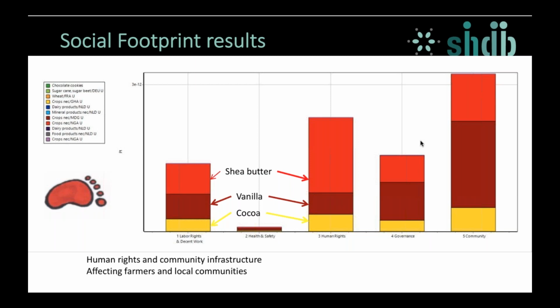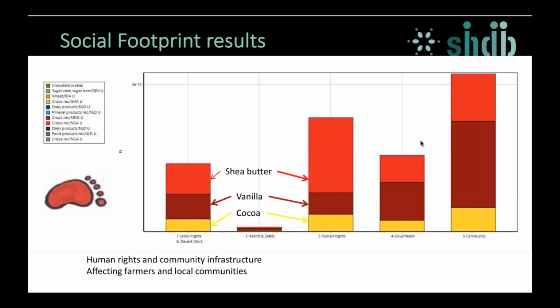Yeah, so you can have a lot of different types of results. One of them, just as an example, is that you look at the social footprints of all these chocolate cookies, and you take into account the 5 main categories of social impact. Here you can see that the labor rights and decent work, the one on the left, is relatively big, and then there's a very small one, related to health and safety. And then the human rights is a little bit bigger, and governance. And the biggest one here for this case study is the social impacts related to community. So that's the first conclusion you can draw here.